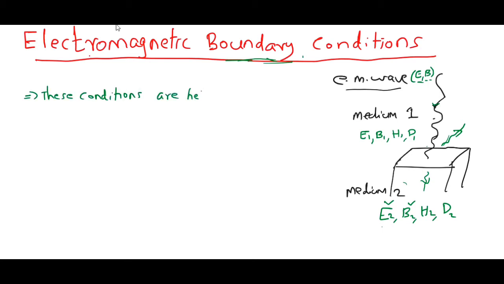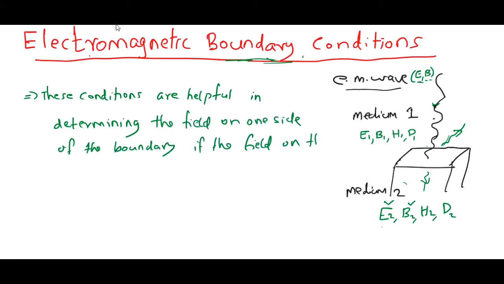Let me note down. In medium 1 we have the electric field and magnetic field. Medium 2 may be glass, conductor, insulator, or dielectric. In medium 2 we can find the electric field and magnetic field if we know the conditions at this boundary. Therefore, these conditions are extremely useful in determining the field on the other side of the boundary.